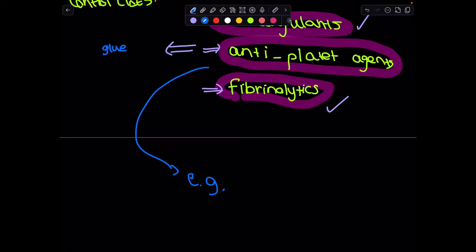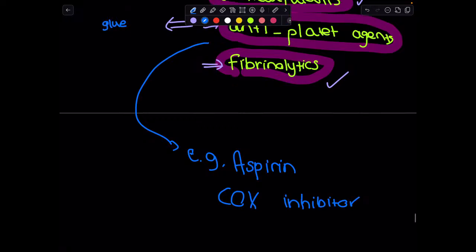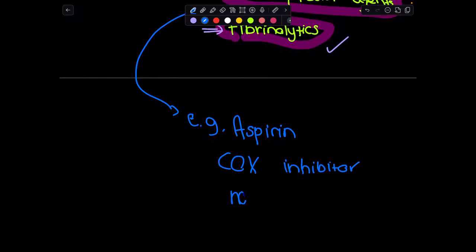Some common examples include aspirin, clopidogrel, and ticagrelor. These medications are often used to reduce the risk of heart attacks or strokes by preventing platelets from clumping together. So how does aspirin work then? Aspirin works by inhibiting an enzyme called COX-1, which reduces the production of thromboxane A2, a molecule that signals platelets to clump together. By blocking this signal, aspirin helps prevent platelet aggregation and reduces clot formation.